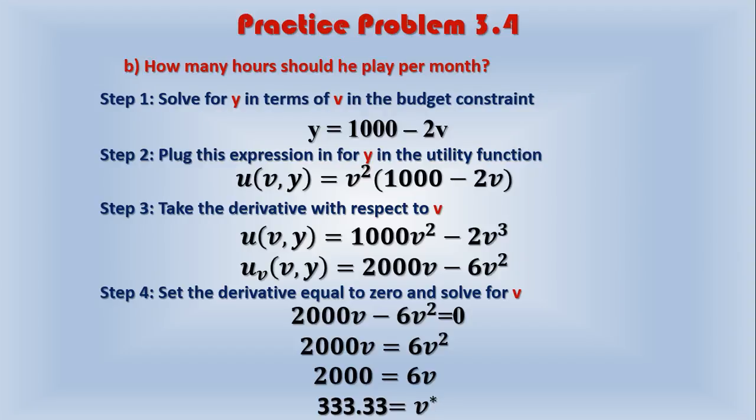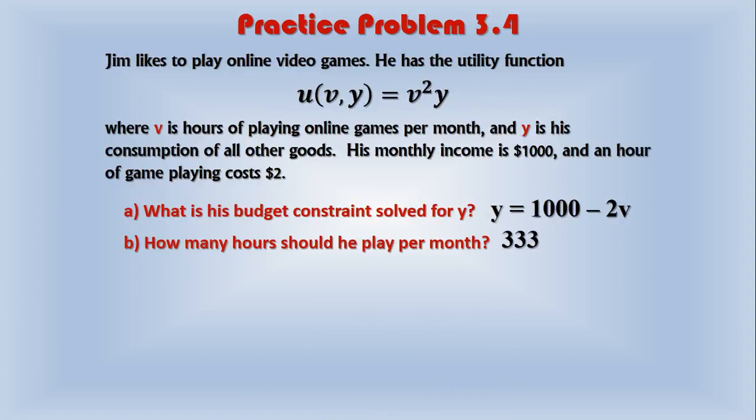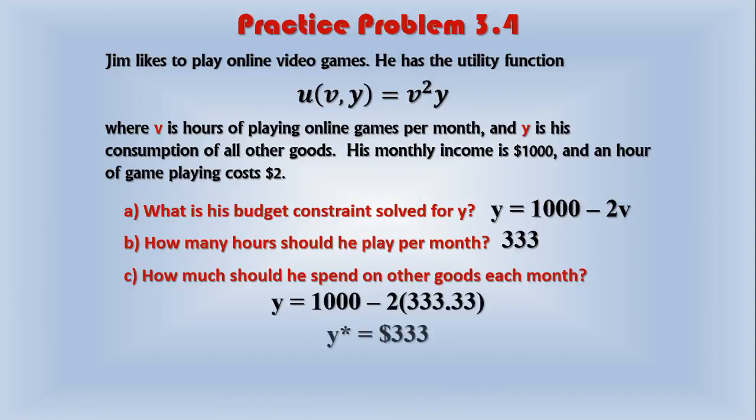You need to solve the budget constraint based on the information you're given. So that's how many hours should he spend on the other good each month. You plug that into your budget constraint, and in this case it's 333. So remember, I'm going to go through this quickly because these are practice problems. This is what I meant by you have to practice the problems. It's going to get bigger. There's going to be more of this stuff as time goes by. It becomes a bigger responsibility.